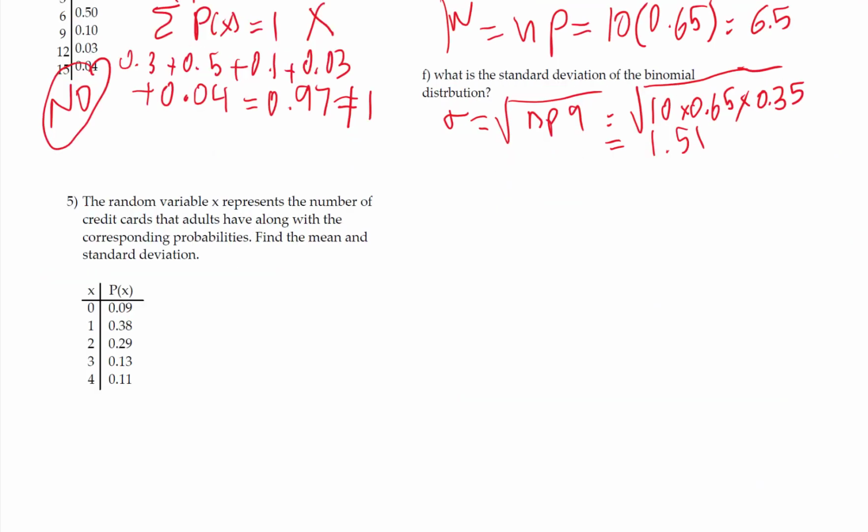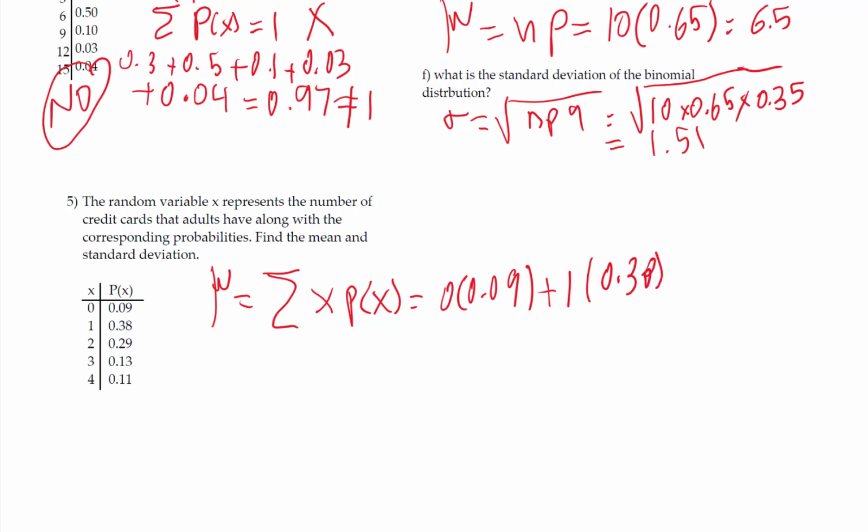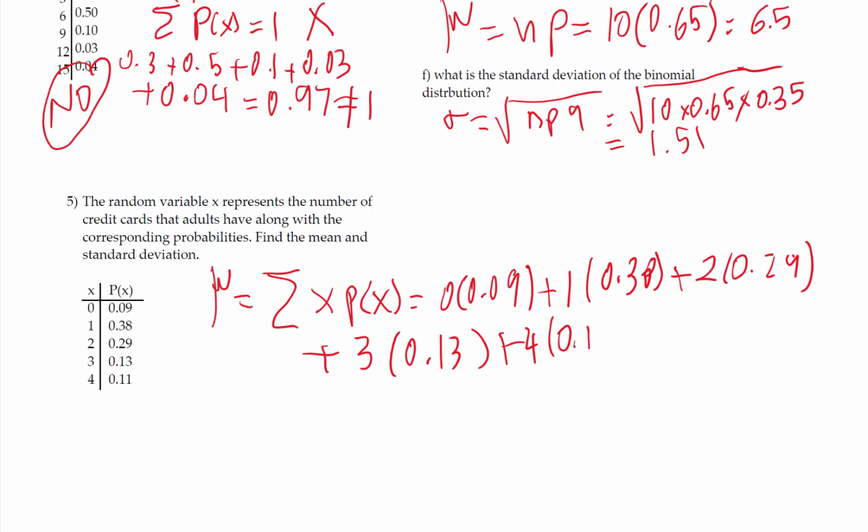Okay, there's one more question. The random variable x represents the number of credit cards that adults have along with the corresponding probability. Find the mean and the standard deviation. You can do the mean by hand if you like. It's the sum of x times p of x, which is going to be 0 times 0.09 plus 1 times 0.38 plus 2 times 0.29 plus 3 times 0.13 plus 4 times 0.11, and we can find the answer.